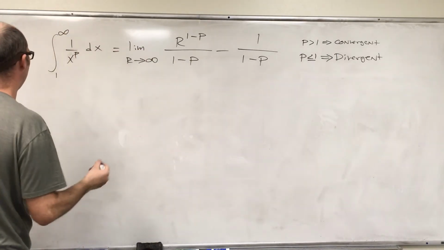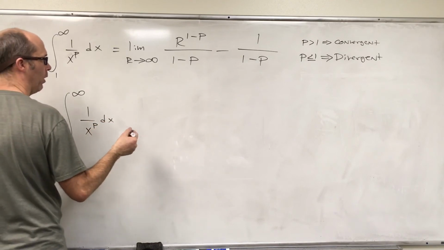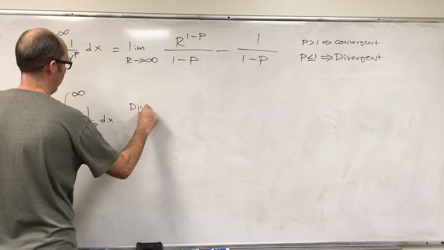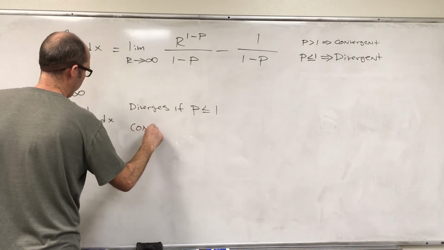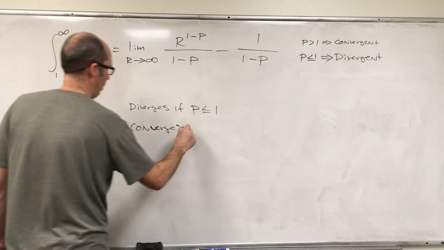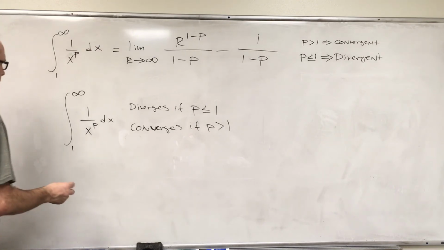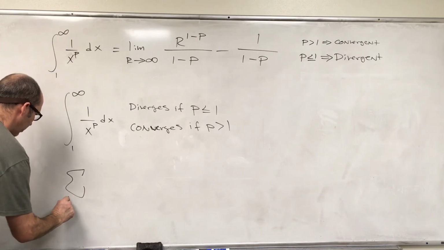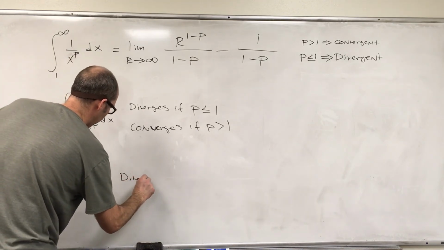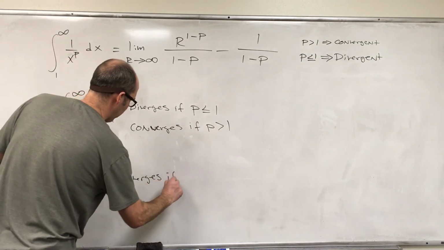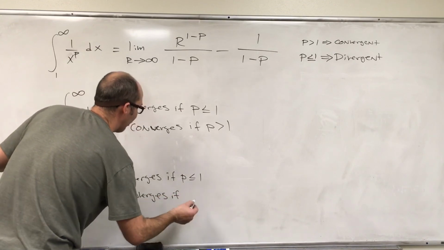So what we've established is that it diverges if p is less than or equal to 1, and converges if p is bigger than 1. So this tells us that this thing diverges if p is less than or equal to 1, converges if p is bigger than 1.